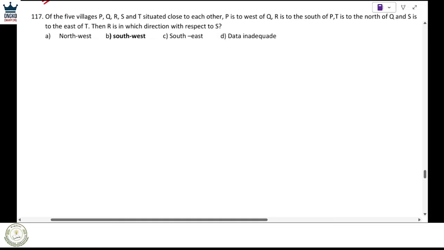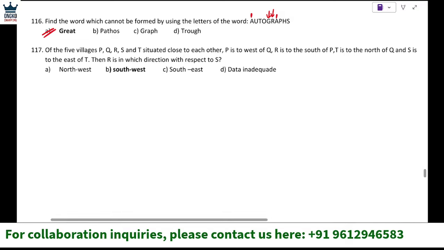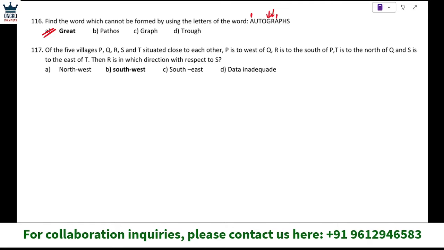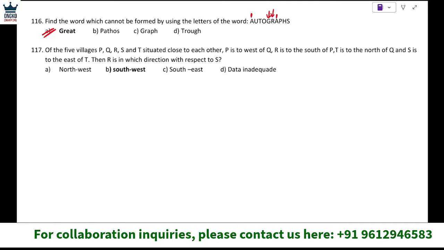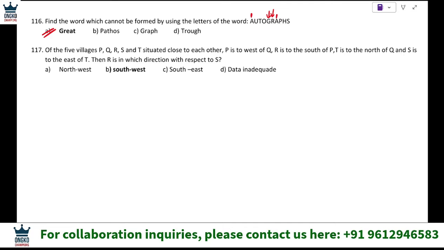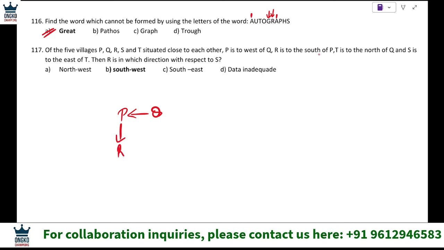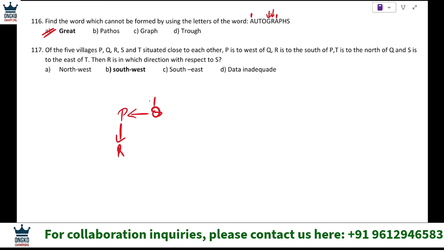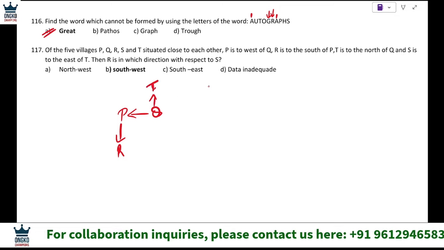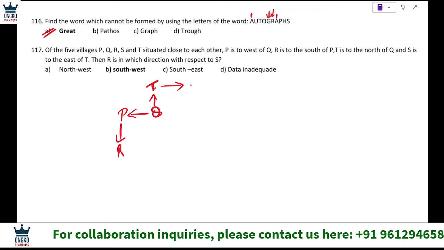Okay, next one. Of the 5 villages P, Q, R, S, and D situated close to each other, P is to the west of Q. Okay, so P is to the west of Q. So this is also from direction reasoning. R is to the south of P. R is to the south of P. D is to the north of Q. D is to the north of Q. And S is to the east of D. That means S is to the east of D.